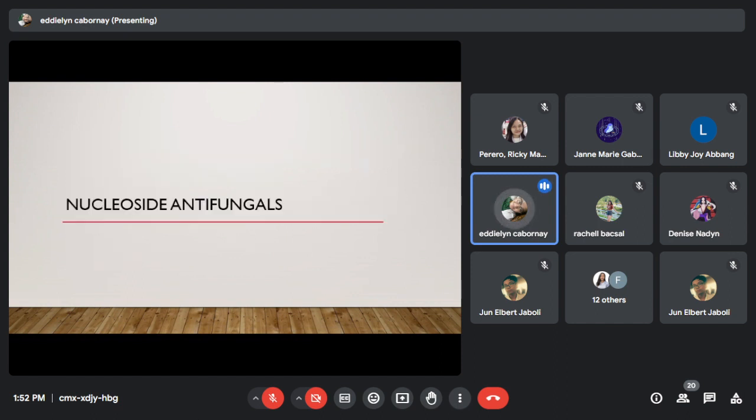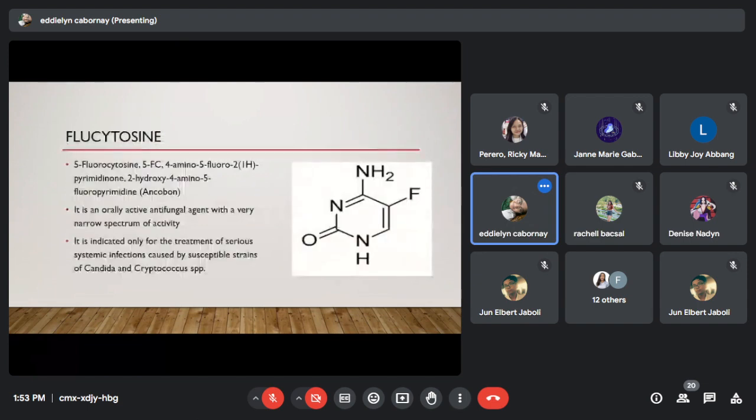Okay, so we have the next classification of antifungal agents. We have the nucleoside antifungals. Okay, so we have the flucytosine. So that's the chemical name. The common name is Ancobon.